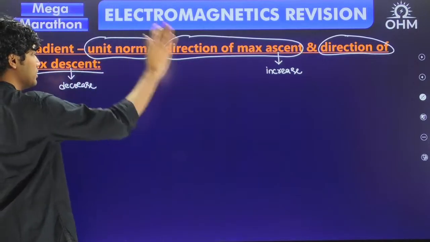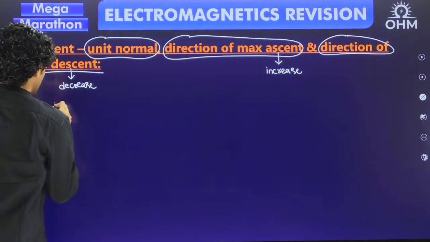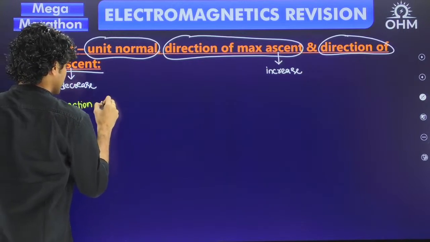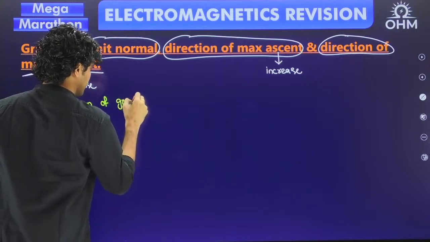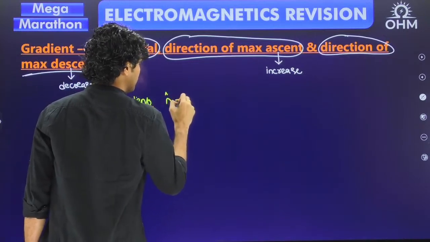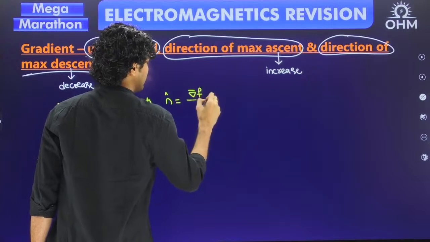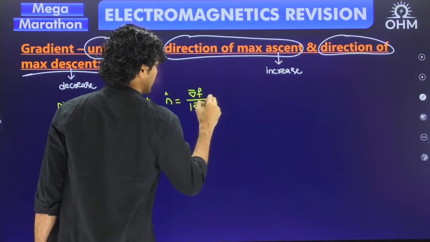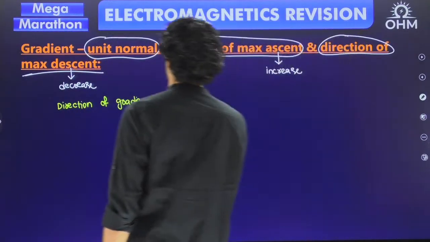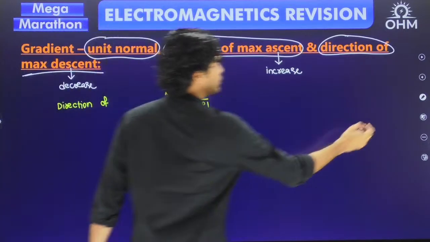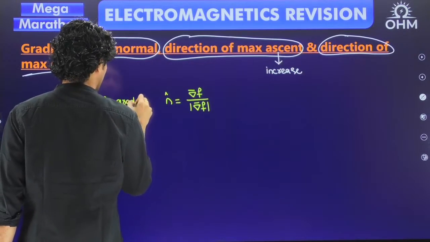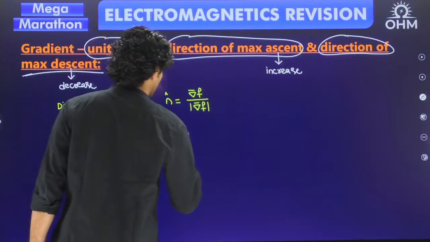So the logic for all these cases is nothing but direction of gradient. The direction of gradient is simply given by n cap is equal to gradient of the function, del bar f, divided by the modulus of gradient of f. This is basically, in fact, not just any direction but rather unit normal direction. So this is unit normal direction.